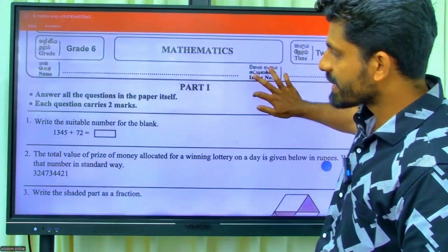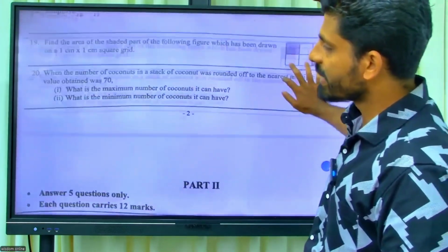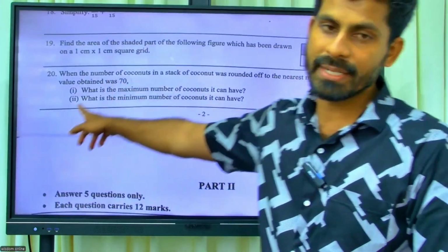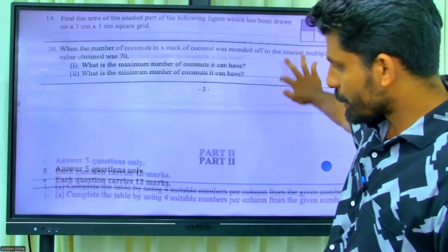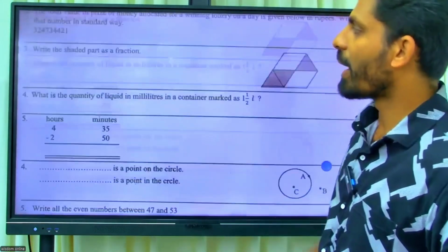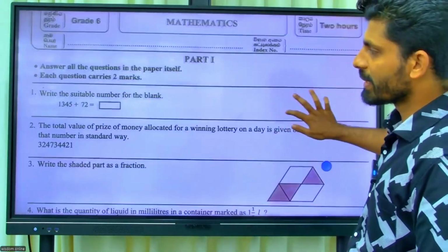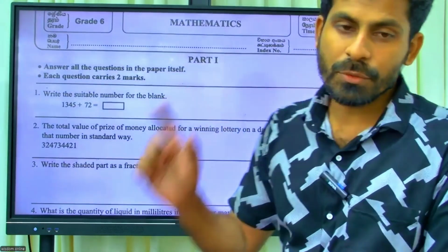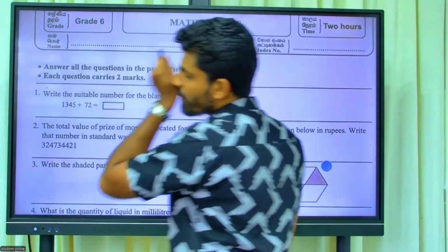Now, kids, you can see how many questions there are? 20 questions. 20 short questions are there, and the part 2 paper, right? 2 hours, right? Let's quickly do this one. Write the suitable number for the blank.